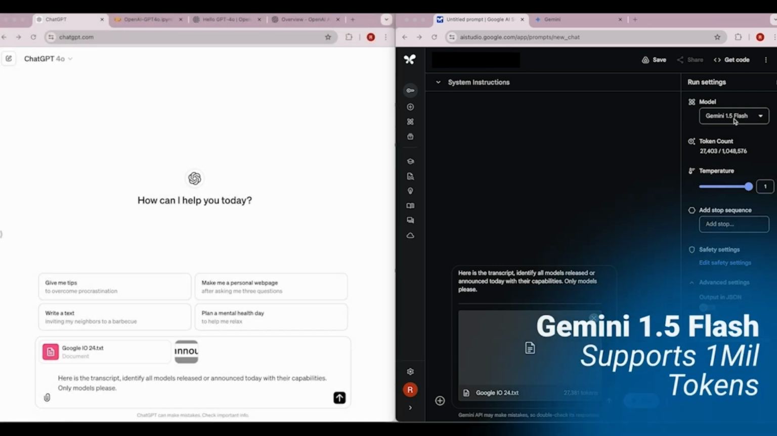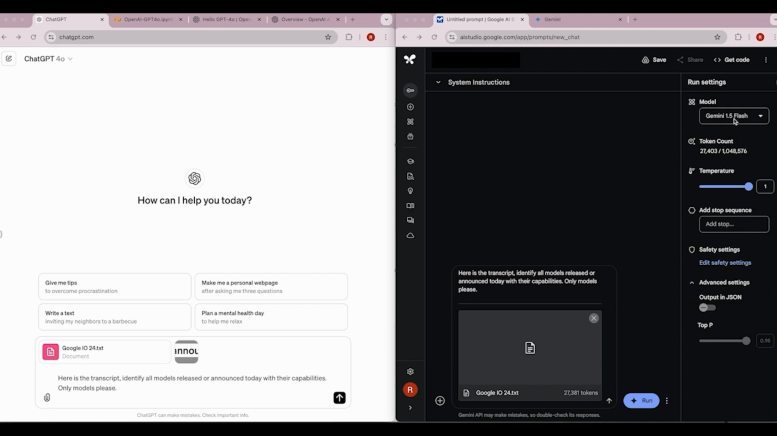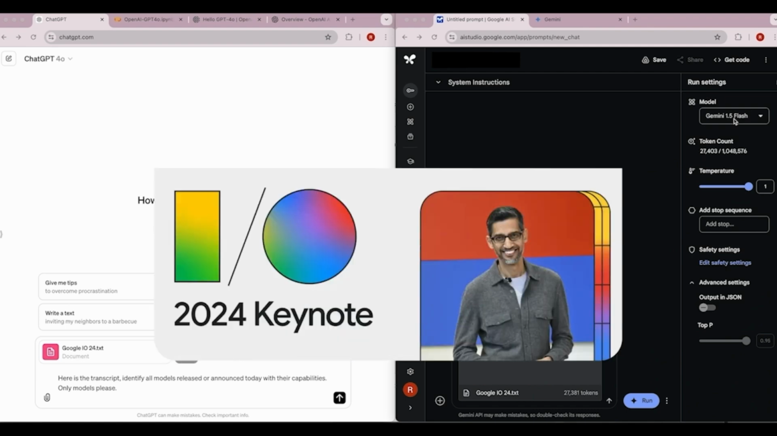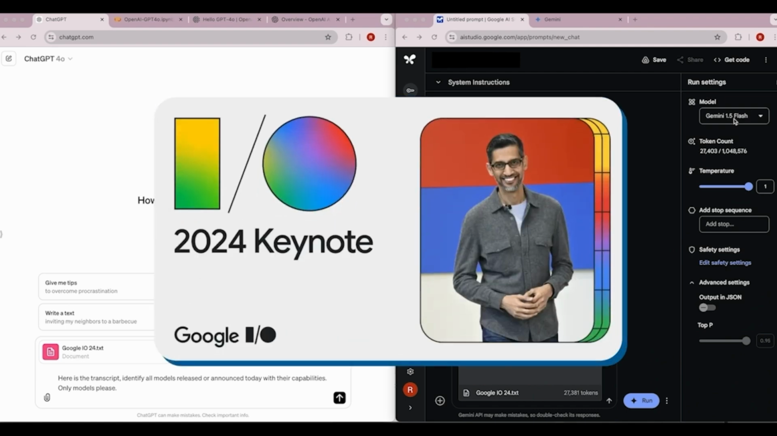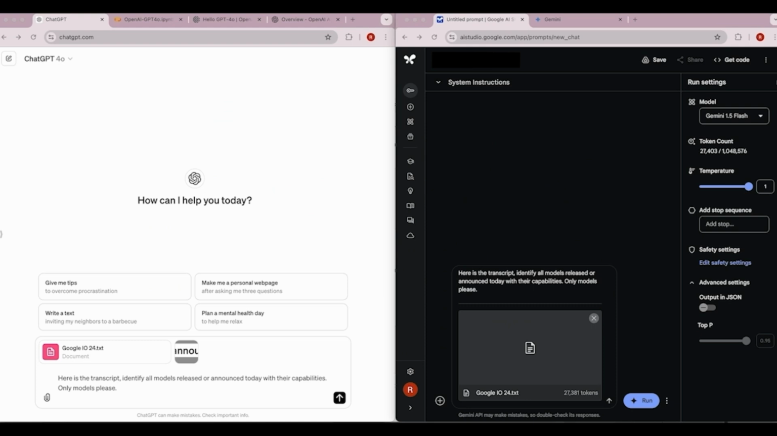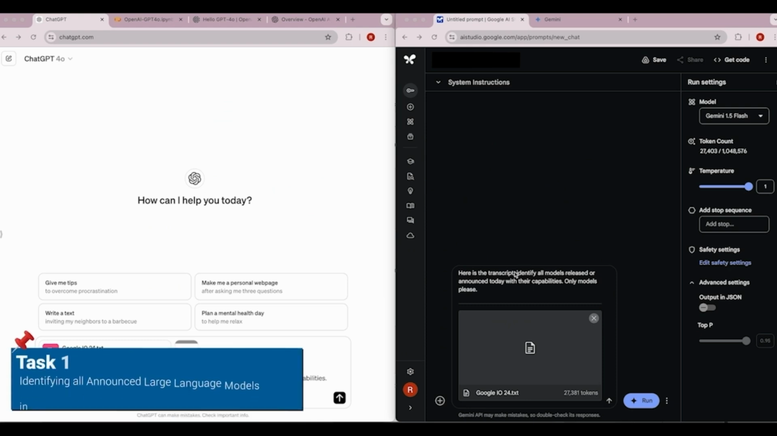To compare their performance, I took the entire Google I/O 2024 keynotes transcripts and fed them into both the models. Our task is whether these two models can identify all the models announced in the keynote.